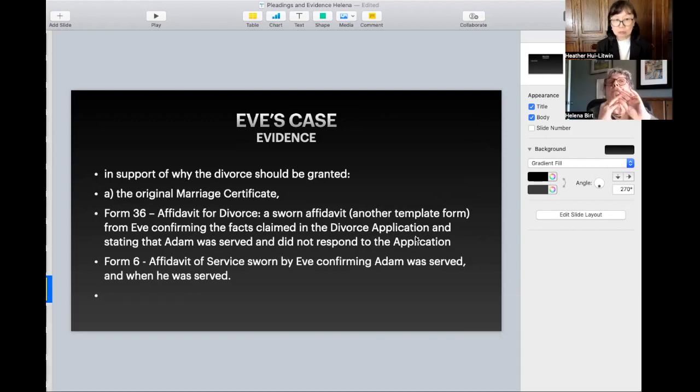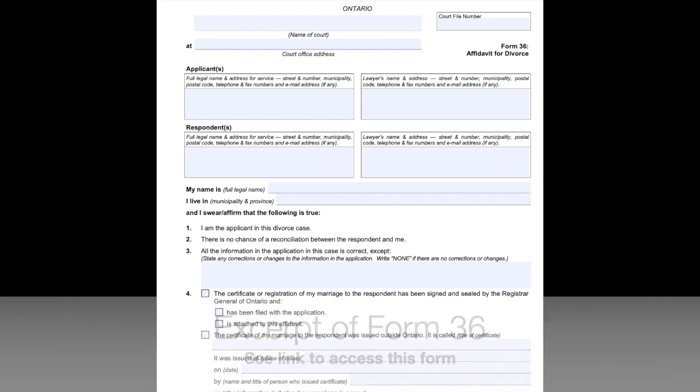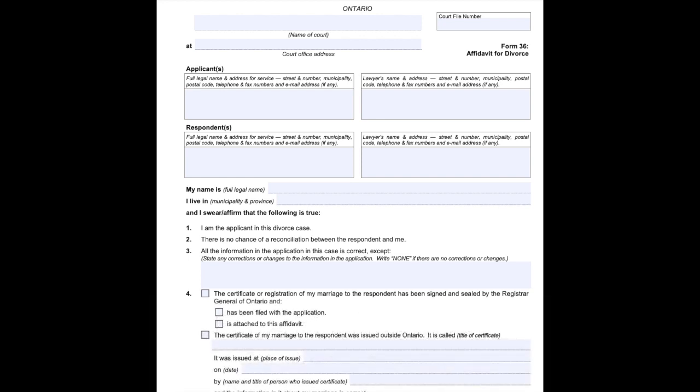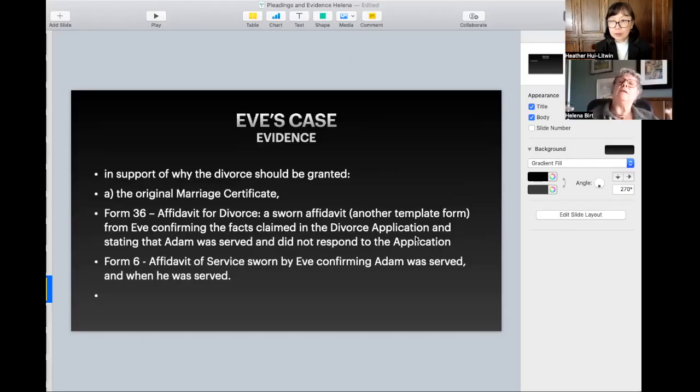Then, to establish that you've actually been living separate and apart for a year and that you're resident in Ontario, what Eve would do is she would do an affidavit. It's a Form 36 affidavit for divorce. And it's a sworn affidavit. And this, again, the Form 36 is another template form where she is swearing under oath that the material facts that she pleaded in her application for divorce are correct. And she's providing the evidence in her affidavit to support the material facts.